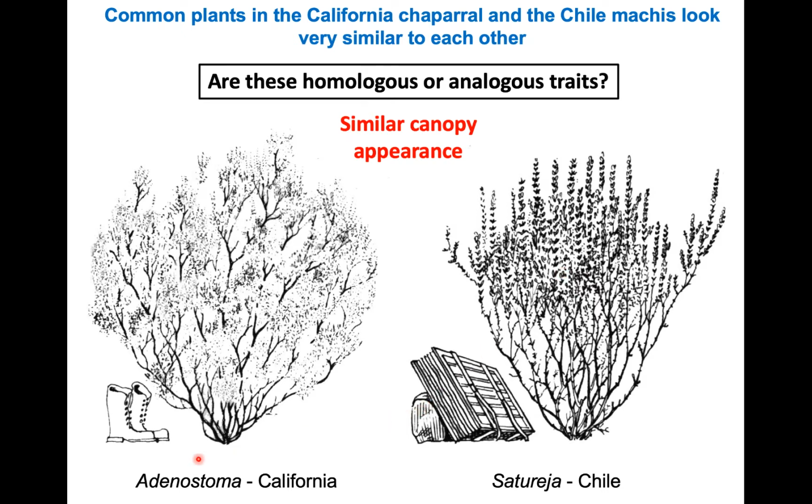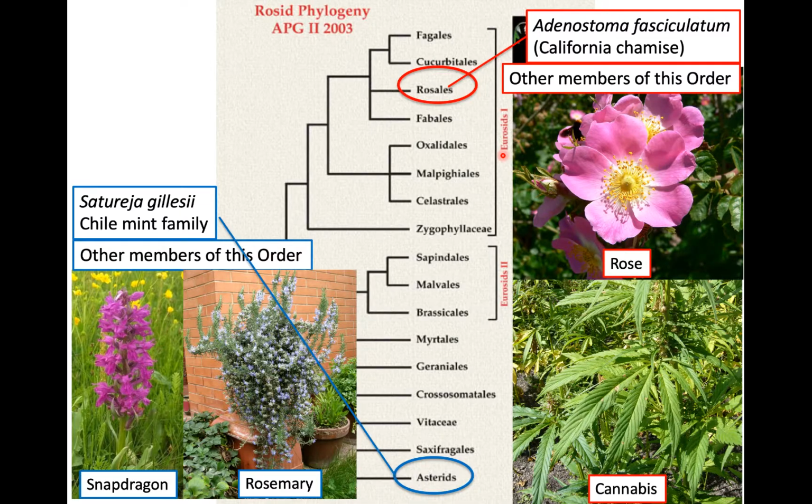Because unless you happen to know what taxonomic group Adenostoma belongs to and what taxonomic group Saturea belongs to, because you're already a plant biologist, then you actually can't answer that question yet. In order to answer that question, we need to know the phylogeny. We need to know who their relatives are, who we predict their ancestors are, in order to answer this question. So let's look at that.